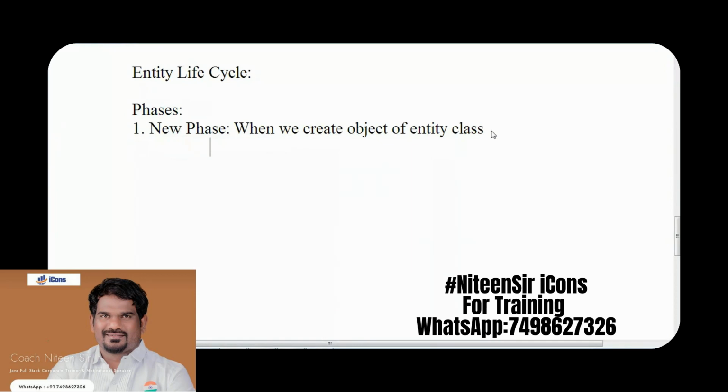Assume we have created a small student entity. Student entity equals new, then we write this student entity class, and I just put it here with Control V. Then I create an object of this one.